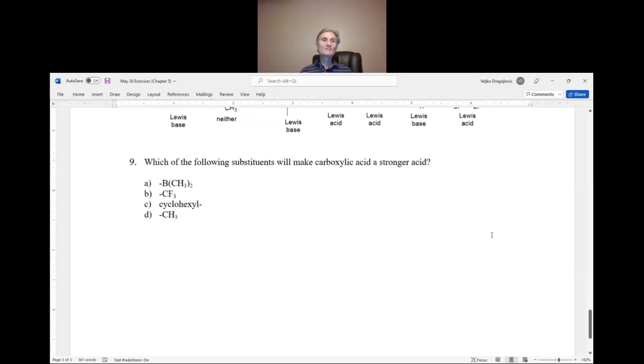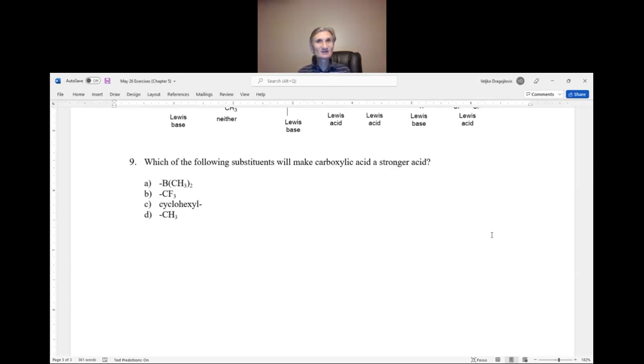And question number 9, the final one. Which of the following substituents will make a carboxylic acid a stronger acid? So electron withdrawing substituents make an acid a stronger acid, and conversely, electron donating ones make it weaker. An electron withdrawing substituent is one that has electronegativity higher than carbon. So you would look at a list of electronegativities, and maybe you would know them already from periodic properties. So if electronegativity is higher than that of carbon, then that's an electron withdrawing substituent and makes the acid a stronger acid.